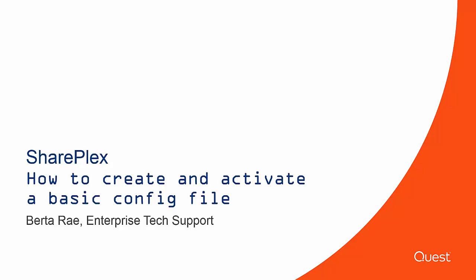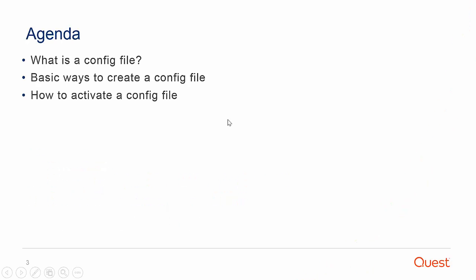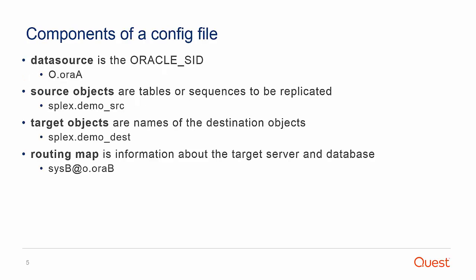Today's topic of discussion is SharePlex configuration files. In this video, we'll talk about components of a config file, and we'll show you two basic ways to create a config file and activate it. SharePlex gets its replication instructions from configuration files, which are user-defined specifications instructing SharePlex which objects to replicate and where to send the data. When you activate a config, replication begins.